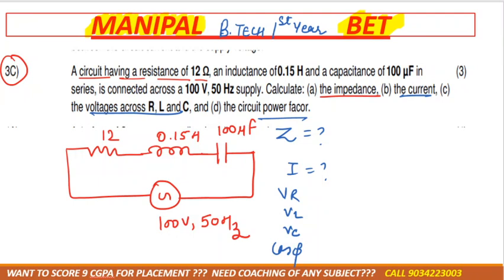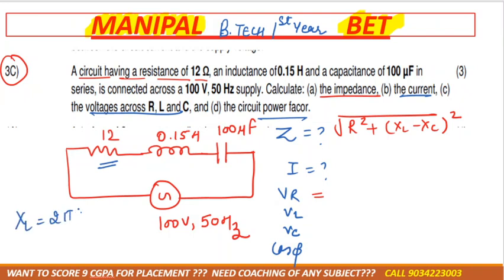Now you tell me how can we get the Z value first. Z is root of R square plus (XL minus XC) whole square. R doesn't matter, it's square now. XL you will get it by formula 2 pi FL. XC also you will get it, 1 by 2 pi FC. I is equal to V over Z. V we already know, 100 divided by Z value we already know.